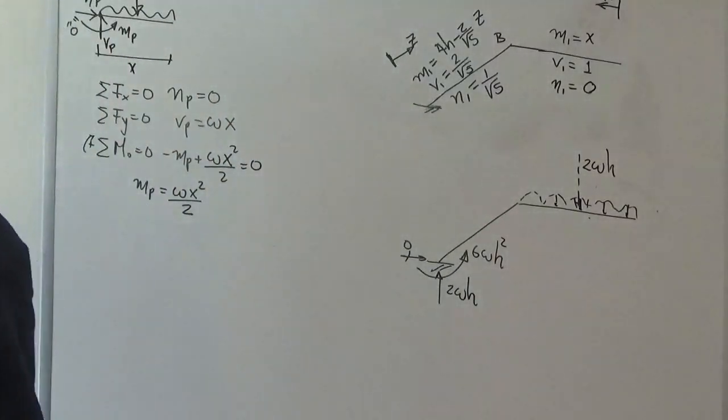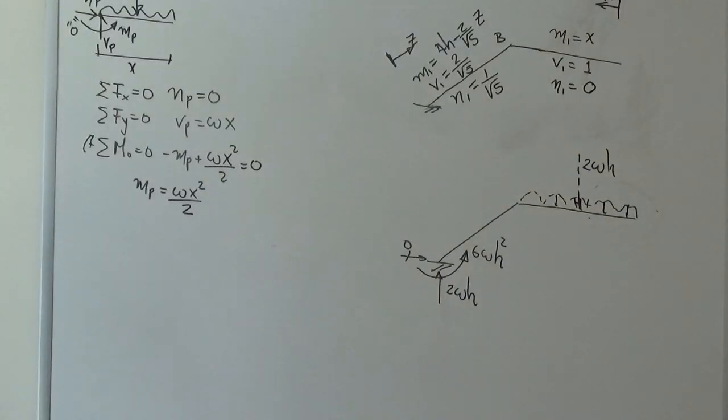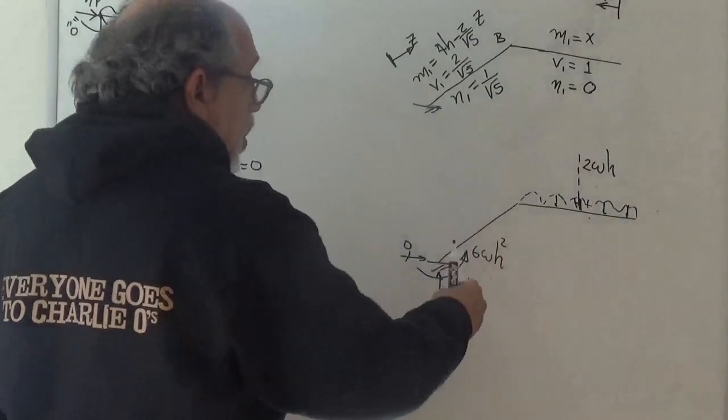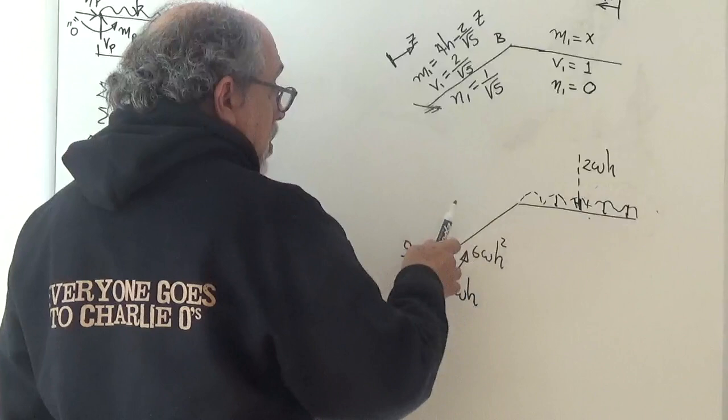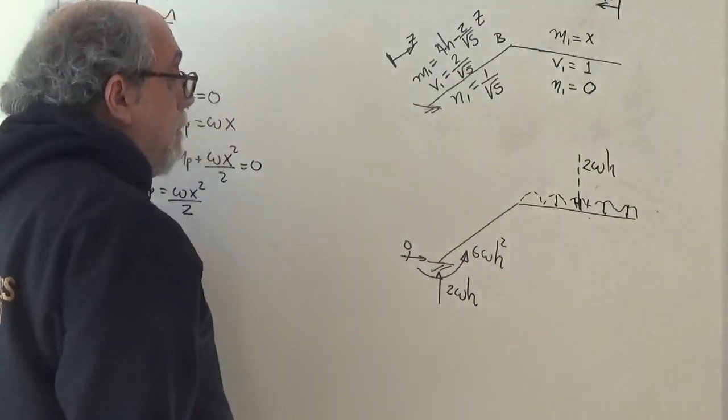I can't stop too long with the calculation of the reactions because that's just too elementary, as elementary as it gets. So free body diagram with a complete body, sum of the forces in Y, sum of the forces in X, sum of the moments about here, that's it.